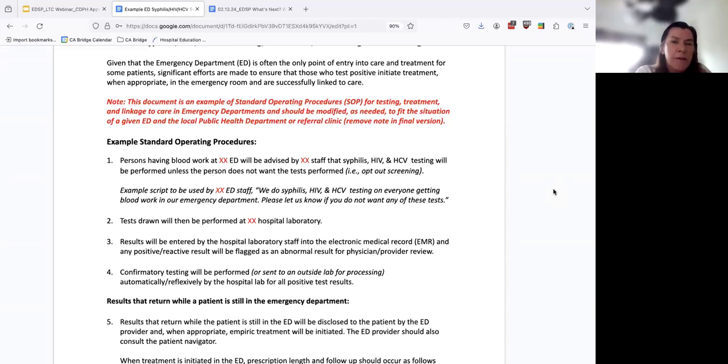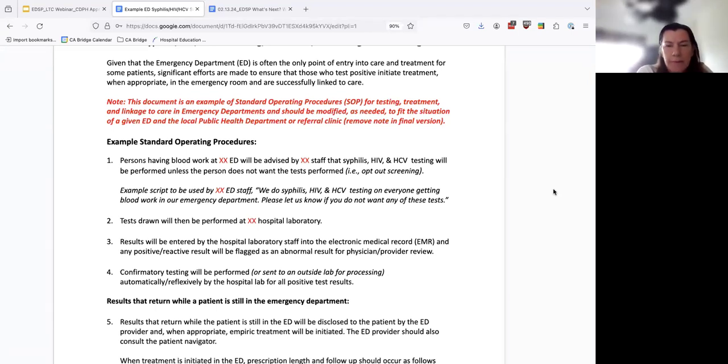We do syphilis, HIV, and Hep C testing on everyone getting blood work in our emergency department. Please let us know if you do not want any of these tests. So the first step is really identifying who's going to be sending that message to the patient, because it's important that every patient that gets tested hears that message. Then the test will be drawn and sent to your hospital's laboratory.